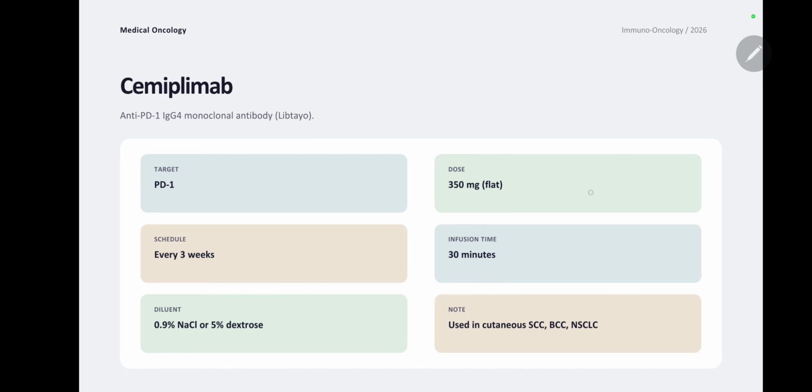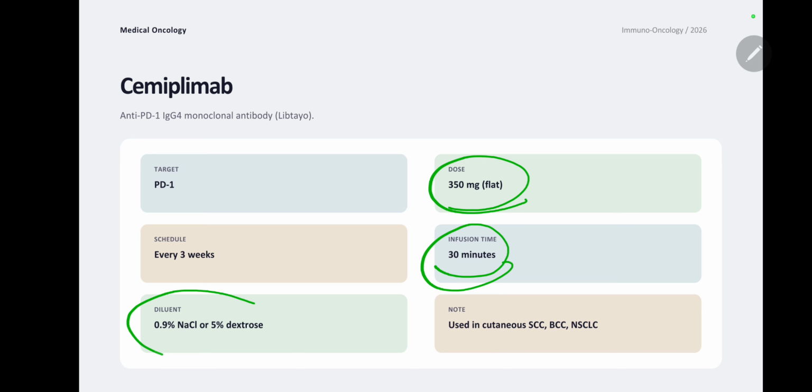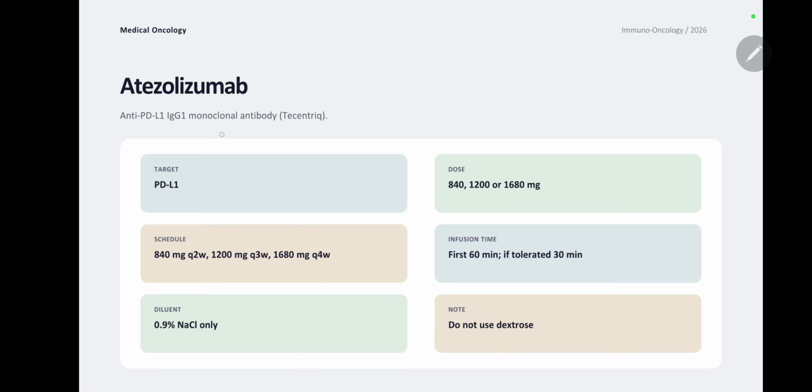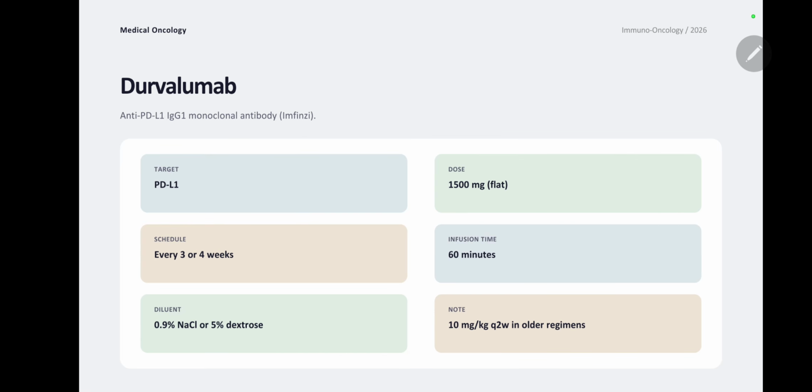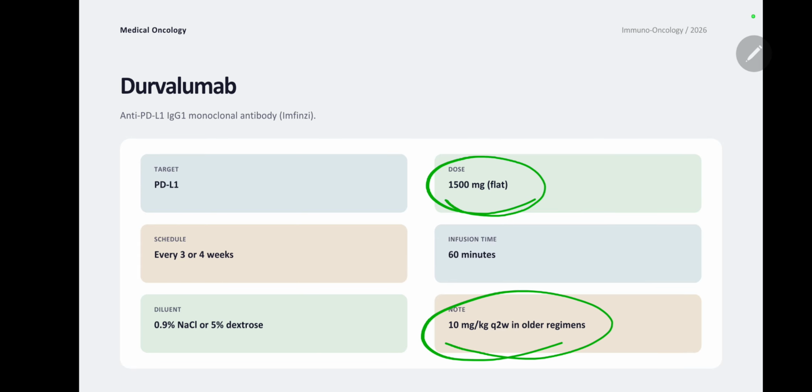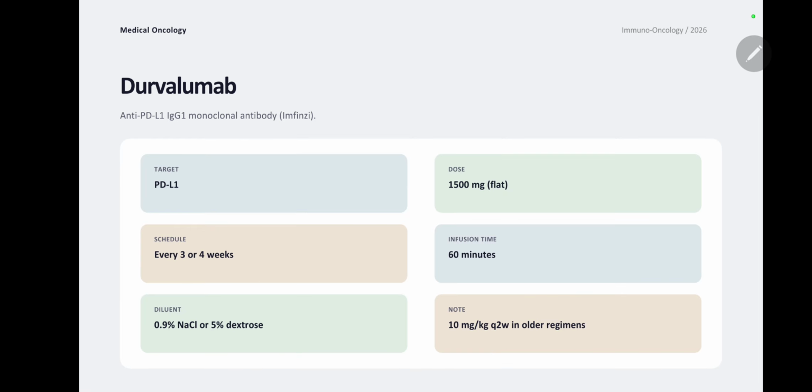And third is cemiplimab, which is mostly used in skin cancers, and it also has a 30-minute infusion, 350 mg flat dose, also given in NaCl and dextrose. Next is atezolizumab, used as a flat dose of 1200. Do not use it with dextrose, that is very important about atezolizumab. Only NaCl is to be used. Okay. And next is durvalumab, used at a 1500 flat dose currently, but previously 10 mg per kg in the older regimen, also given in NaCl and dextrose.